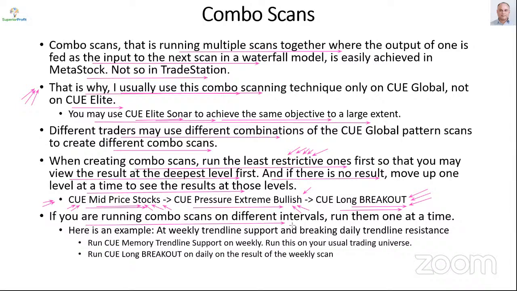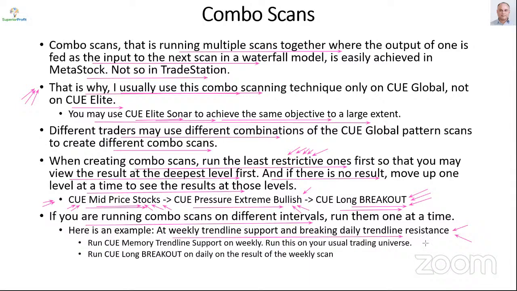If you are running combo scans on different intervals, run them one at a time, because the interval selection is separate from the scan selection. In QGlobal, you run them one at a time. Here is an example: at weekly trendline support and breaking trendline resistance in daily. This is one of my favorite combo scans. Everybody over time develops some favorite combo scans. This is one of my favorites.